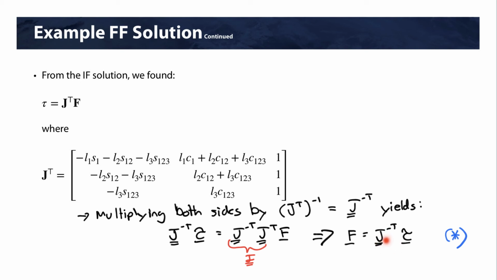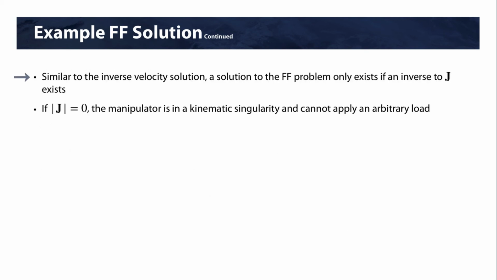Just like our inverse velocity problem, for the forward force solution, this equation is only valid if we can take the inverse of our Jacobian transpose, which is the same as being able to take the inverse of our Jacobian. So similar to the inverse velocity solution, a solution to the forward force problem only exists if an inverse to the Jacobian exists. So again, if the determinant of J is equal to 0, which is the same as the determinant of J transpose equal to 0, the manipulator is in a kinematic singularity and cannot apply an arbitrary load.